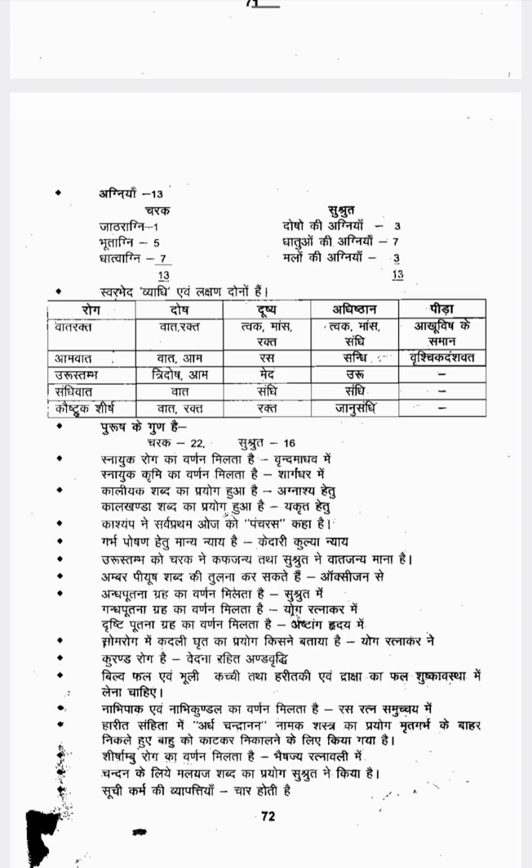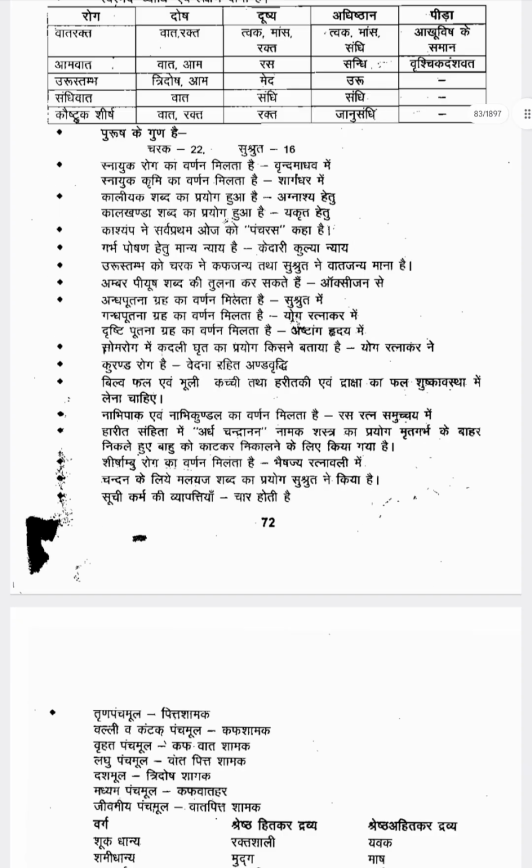Then Shirshambu Roga, that is mentioned under Vaidyaja Ratnavali. So he has mentioned Shirshambu Roga. Then Chandana ke liye Malayaja shabda ka prayoga Susruta ne kiya hai. So for Chandana, Susruta has mentioned the term Malayaja. Then Suchi Karma Vyabhati, 4 types are there.